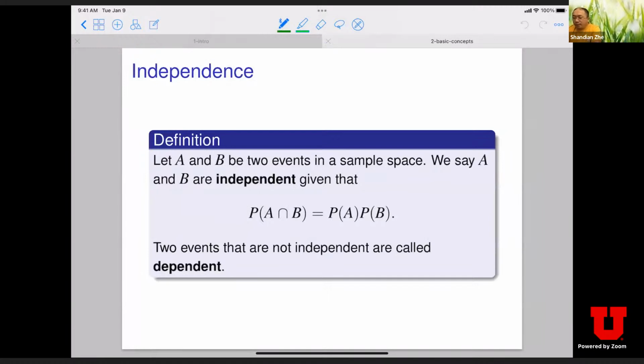And independence, right? If we've got two events A and B in the sample space, we say A and B are independent if their joint probability can be written as the product of the marginal probabilities, right? P of A intersection with B equals P of A times P of B. Then we call A and B independent of each other. If two events are not independent, they are called dependent, right? So if this equality doesn't hold, then you say A and B are dependent.